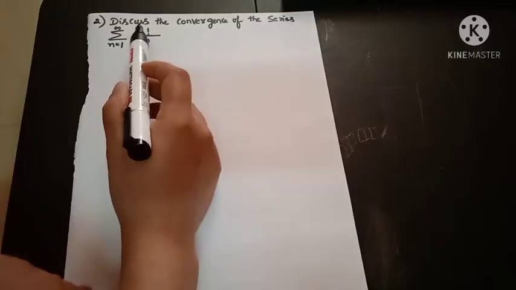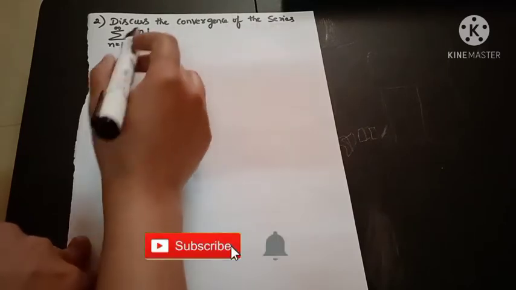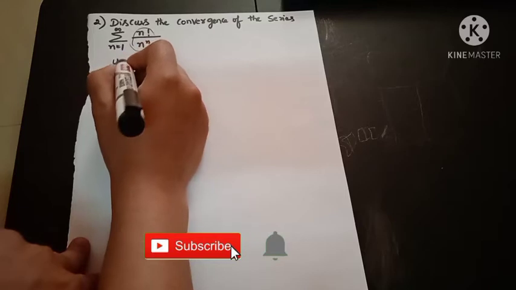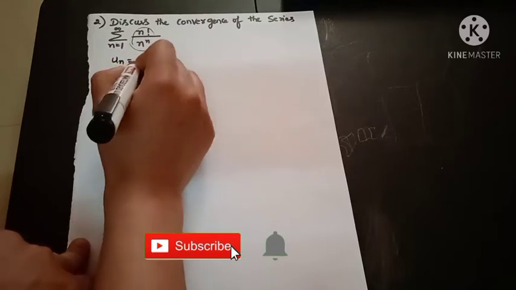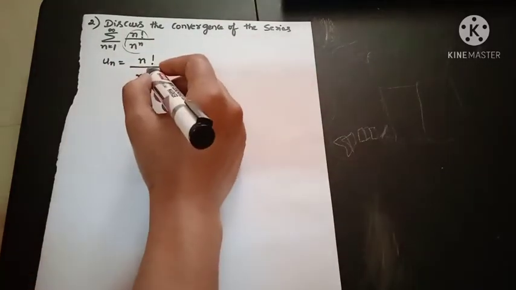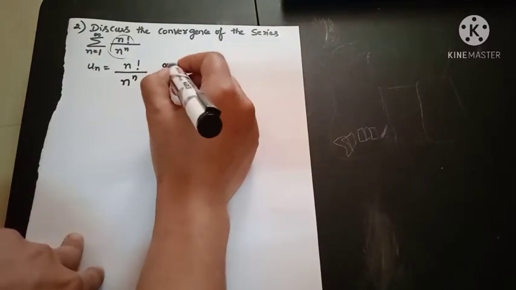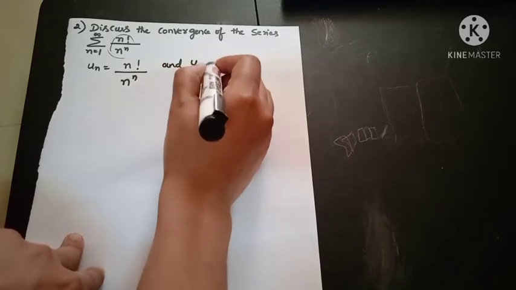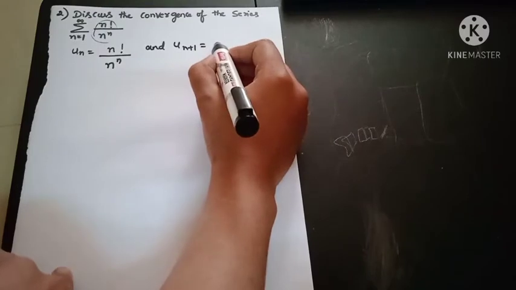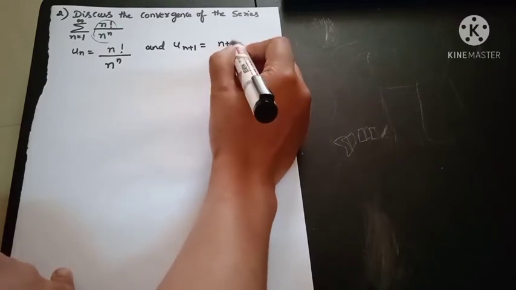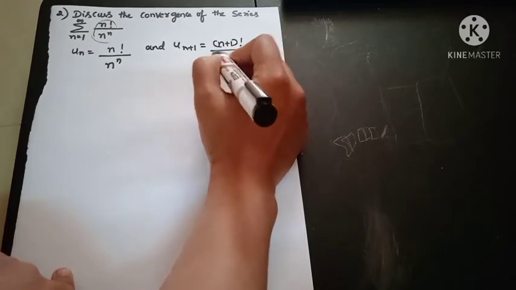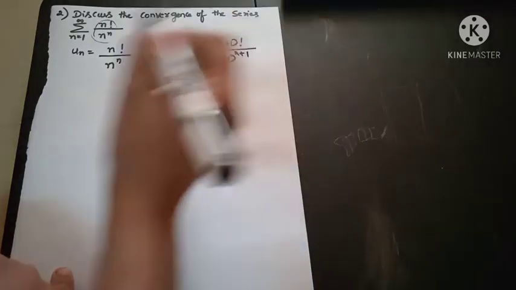Second problem is discuss the convergence of the series. Here this will be our un. un is equal to n factorial upon n to the power of n. This will be our un, and let us see what is un plus 1. un plus 1 is nothing but replace n by n plus 1. So this will be n plus 1 factorial upon n plus 1 whole to the power of n plus 1.